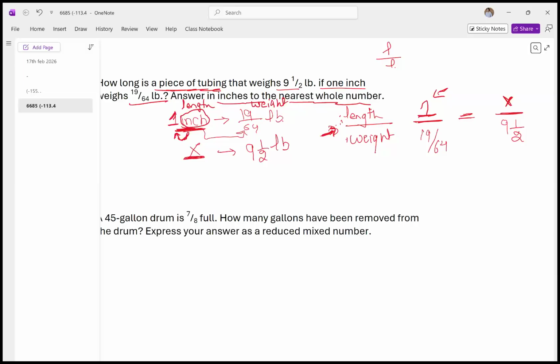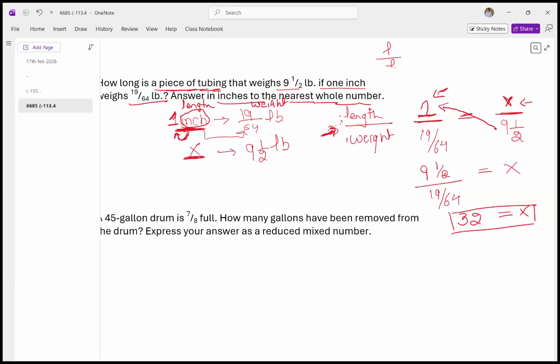Now I will encourage you to pause the video and try to do it yourself, and then match the answer also. So now X is on top, so I can directly move this on this side. So this will become 91.5 divided by 19 over 64, and that is the value of X. Once you divide these two values, you're going to get the X value as 32. That's how you're going to get the answer.